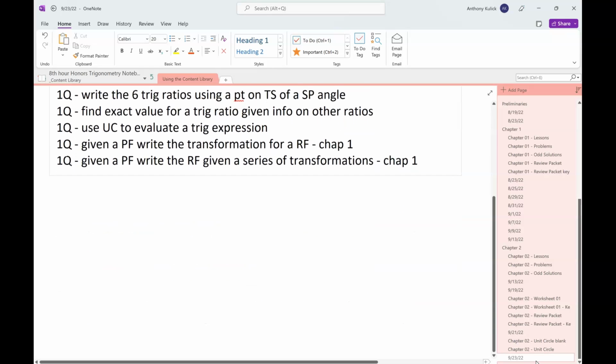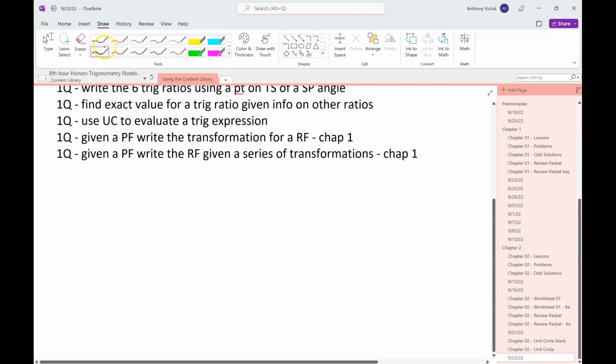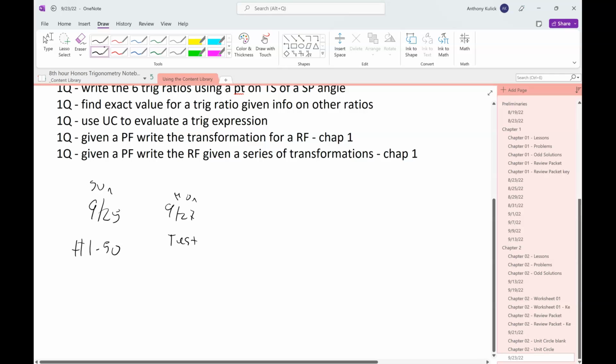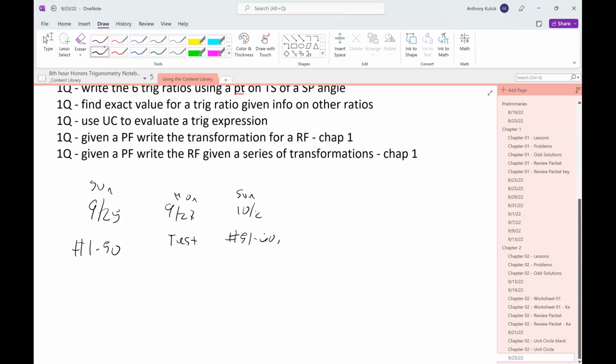Let's talk about due dates then. So for Sunday, that's the 25th, we're looking at 1 through 50. Monday is the test date. And then the next Sunday is going to be 51 through 60, worksheet 1. That's in the OneNote and the review, also in the OneNote. Notice the worksheet 1 and the review both have answer keys attached to them, complete answer keys.